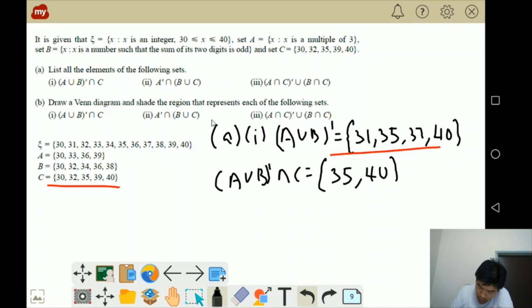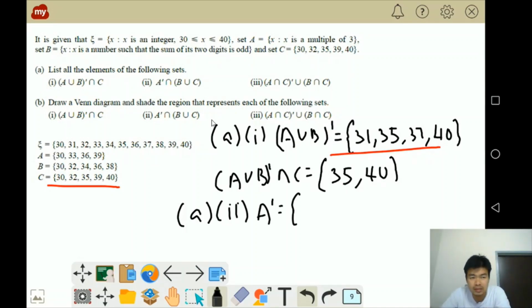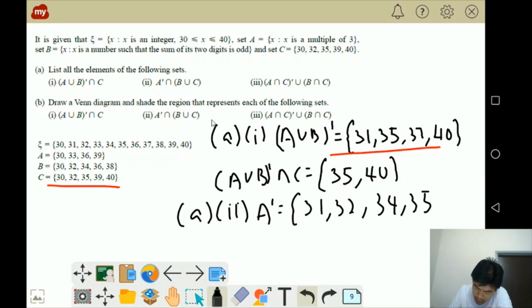So this is A3. Okay, I'm going to list down A prime here. A prime means everything outside of A, right? As long as it is not 30, 33, 36, 39, everything else is A prime. Okay, so we have 31, 32, 34, 35, 36 got already, 37, 38, 39 got already, 40.